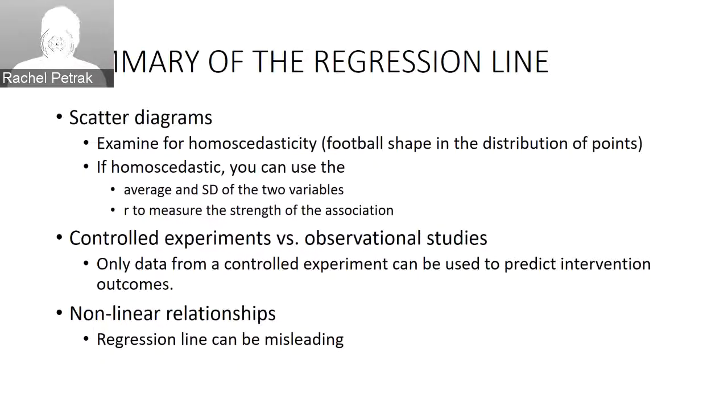We look at scatter diagrams one more time to remember to examine them for homoscedasticity, or a football shape in the distribution of points, to tell us whether or not we can use the average and standard deviation of the two variables, and R to measure the strength of the association. If this diagram is homoscedastic, then you're free to use your descriptive statistics. But if it's not, then you have to use other methods.